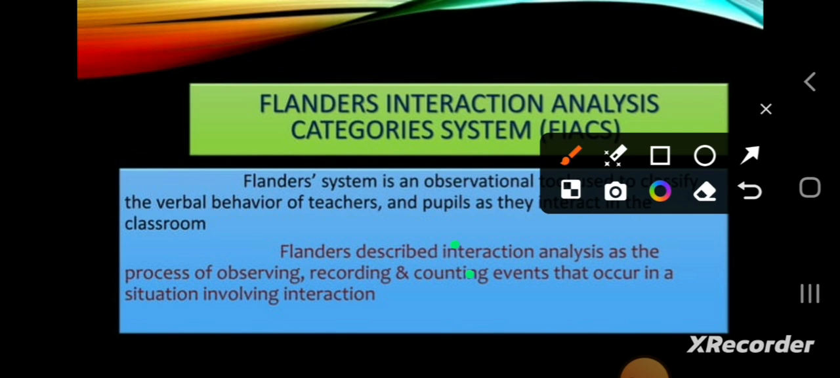Next, application. The data collected through Flanders interaction analysis helps in identifying patterns in teacher and student interaction, evaluating the effectiveness of teaching strategies, and enhancing student participation and engagement. Flanders system is appreciated for its detailed categorization and its ability to provide actionable insights into the dynamics of classroom communication.